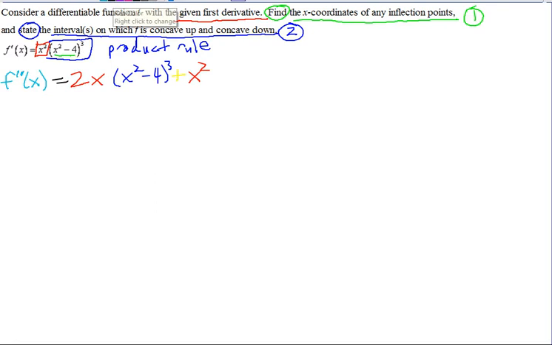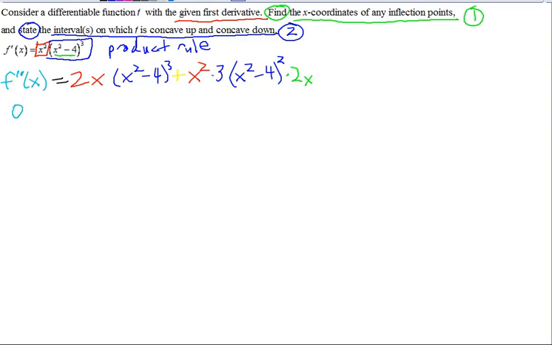So power on the outside, writing down the 3 times (x squared minus 4) squared. It's power, but then almost like we can multiply by the derivative of the inside, x squared minus 4, which is 2x. Then to make this simpler, we set this equal to 0.